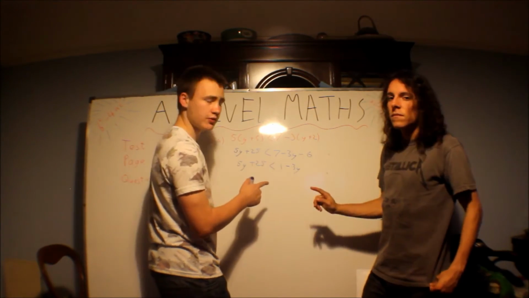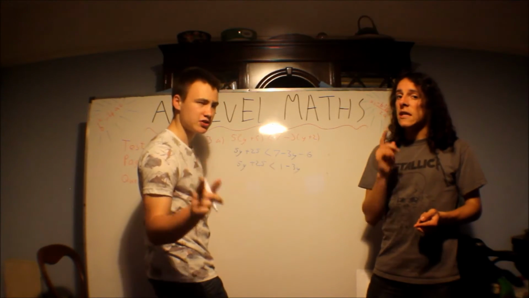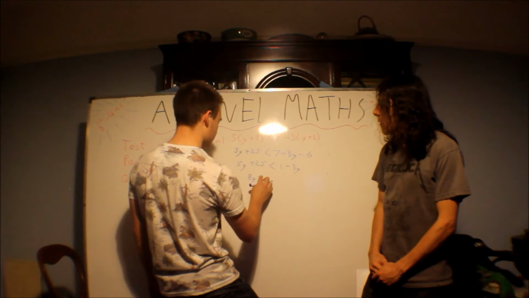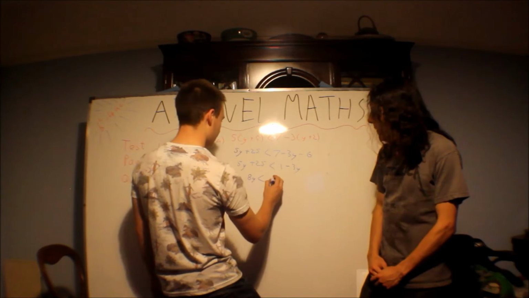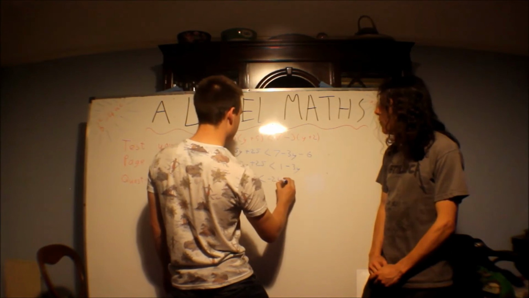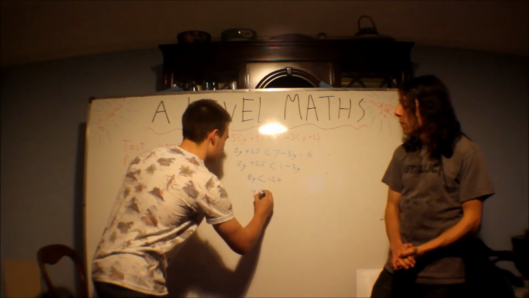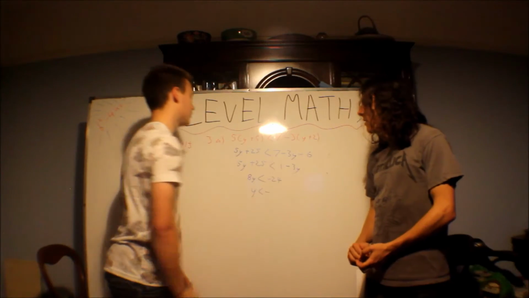This isn't multiplying or dividing by a minus, so we don't flip the inequality sign. It stays the same. So it becomes 8y is less than minus 24. So now you just work that out, and y is less than minus 3.